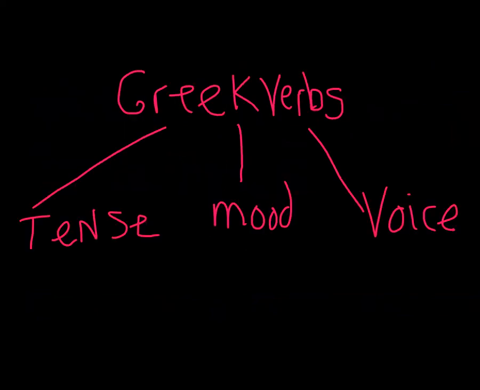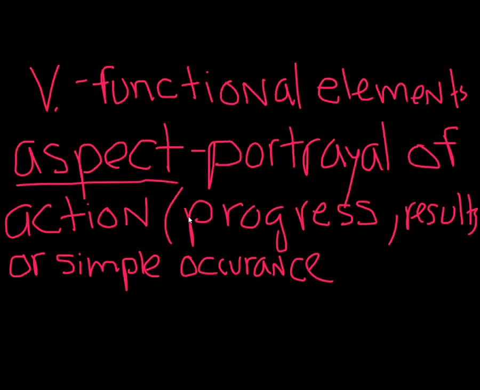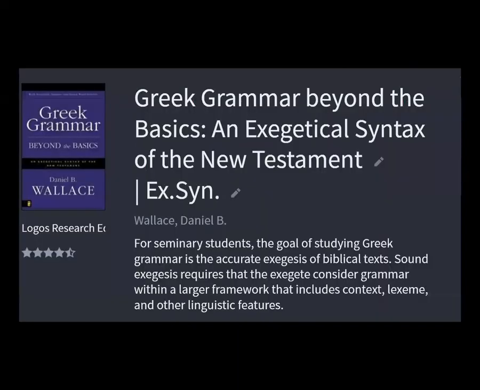So you could say that a Greek verb essentially has these 3 main components. It has more, but tense, mood, and voice. So basically, we're going to focus on how tense and mood work together. Basically, the functional elements of a verb are aspect and time. Aspect is the portrayal of action. Is it in progress, the results, or just making a simple notation of occurrence?